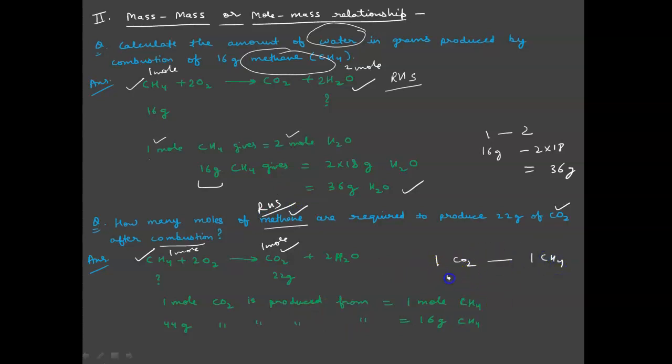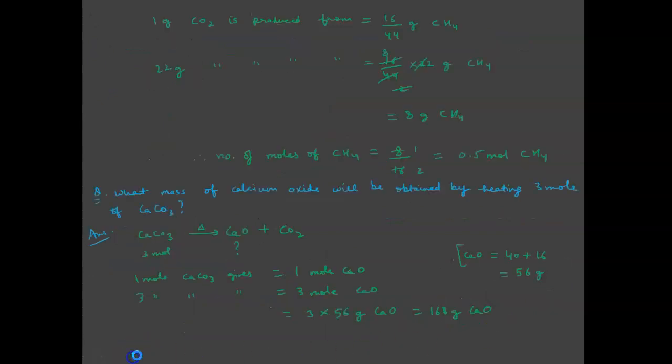1 mole means 44 gram. So 44 gram is giving 16 gram and we have to calculate for 22 gram. So 44 gram is 16 gram. So 1 gram is giving 16 upon 44. So 22 gram is giving 16 upon 44 into 22. Look, 16 upon 44 into 22, that comes out to be 8 gram.